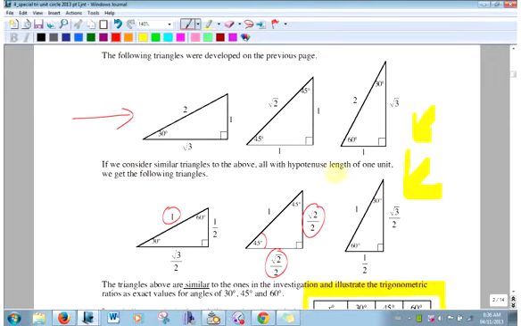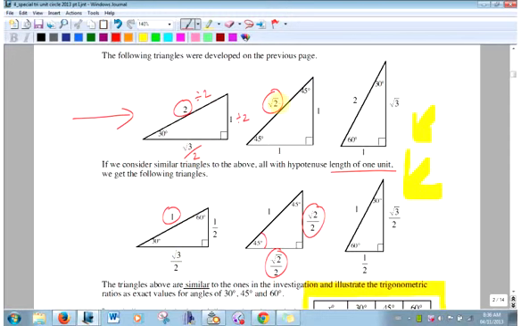Is we want a hypotenuse length of 1 unit. How do I make a 2 a 1? By dividing it by 2. Divide everything by 2. What's 1 divided by 2? 1/2. What's root 3 over 2? Root 3 over 2. Same thing.